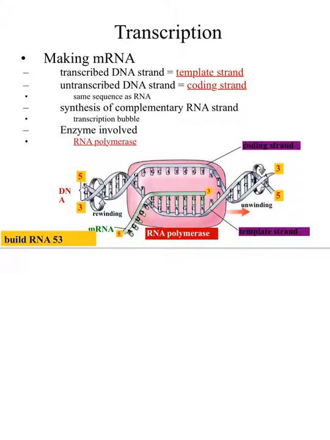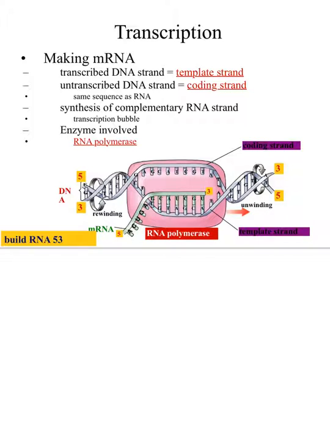All right, so let's go into the details for transcription. Obviously, the job here is to make mRNA. So we have DNA, and we're going to need to unwind it. What's going to happen is we're going to have a template, which is our transcribed DNA strand. And then we have the other side of the DNA strand, which is our coding strand. The untranscribed DNA strand, or the coding strand, is going to be the same sequence as the RNA. There's going to be a transcription bubble involved, and we have an enzyme involved as well.